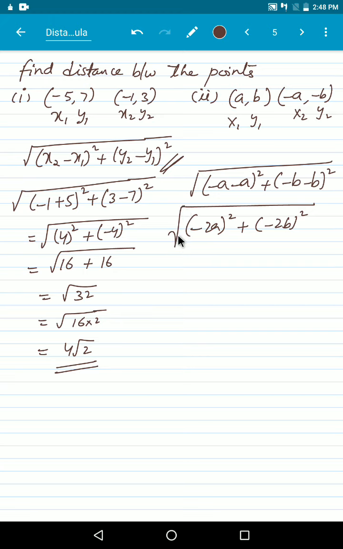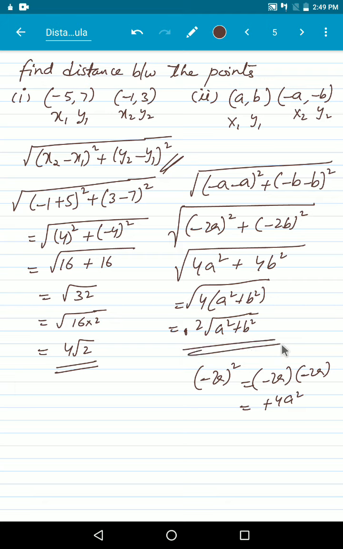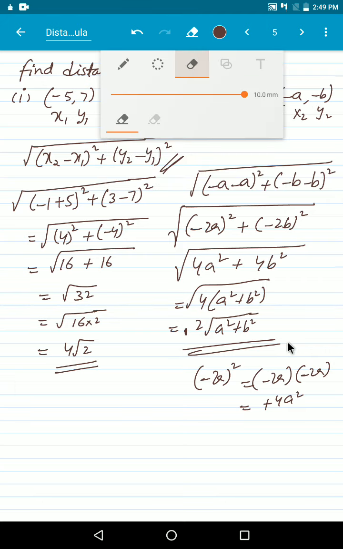Most of the times students will forget to write the root value. Don't forget that root. So (minus 2a) whole square, minus 2a should be multiplied twice, right? Because it is square. Minus into minus plus, 2 into 2 is 4, a into a is a square. So this is 4a square. In the same way, we'll have 4b square here. If we take out 4 common, we'll have 4 multiplied by (a square plus b square). Root 4 is 2 and root of a square plus b square will be the answer. The distance between these two points a, b and minus a, minus b is 2 root a square plus b square.